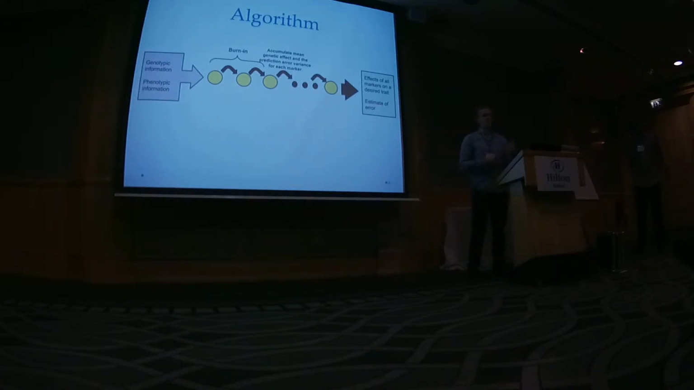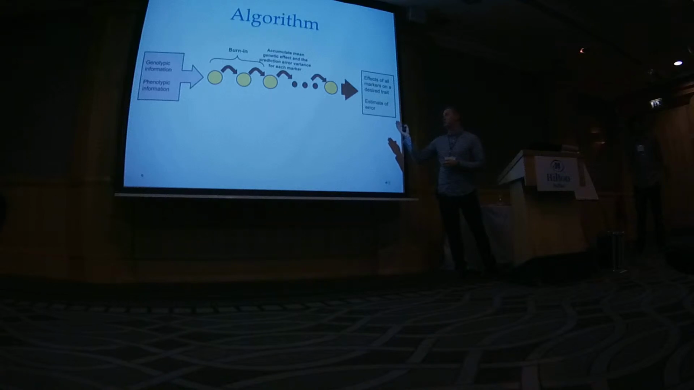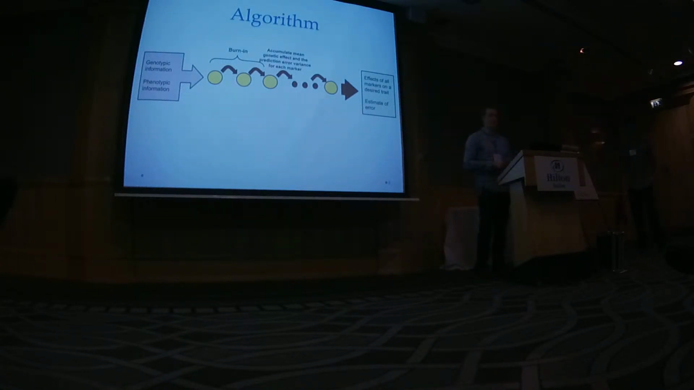Because you need to have random mixing, and the initial state is slightly dependent on your starting state, you need this burn-in period, which is discarded. That can be anywhere from 1,000 iterations or greater. Then during each one of these states, you are accumulating the mean genetic effect, along with the prediction error for each marker. And the end result, you have the effects of markers on the desired trait and an estimate of the error, or the estimated breeding values.